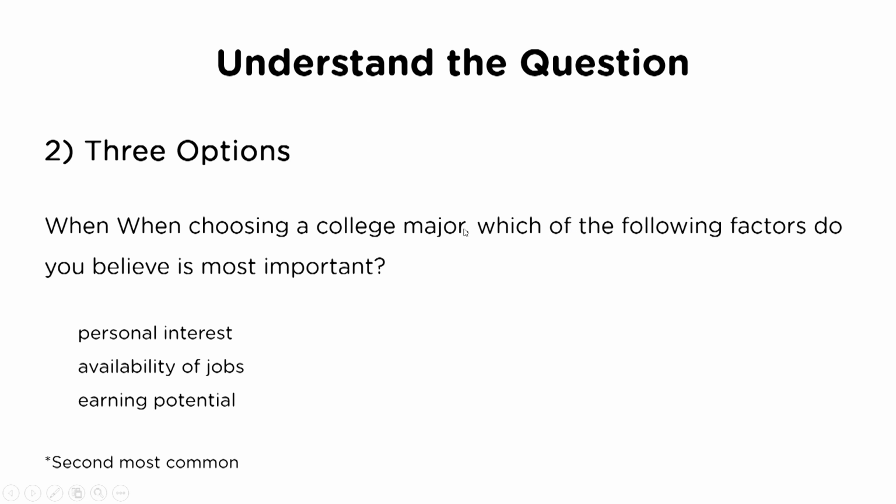Okay, it says which of the following. So which one of the following do you believe is most important? So let's just say you think personal interest is most important when choosing a college major. You would write an essay about why that is the most important factor, and you wouldn't mention the other two. Okay, so you're picking a side and you're arguing that side.